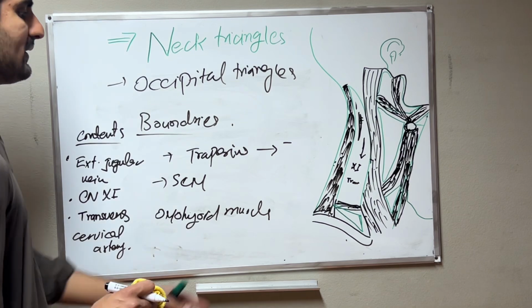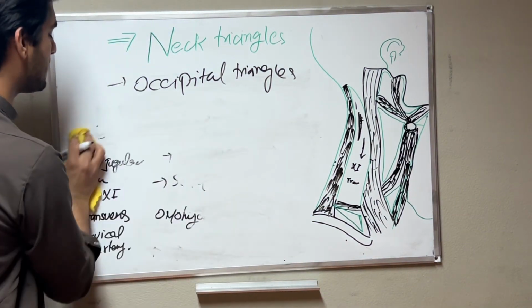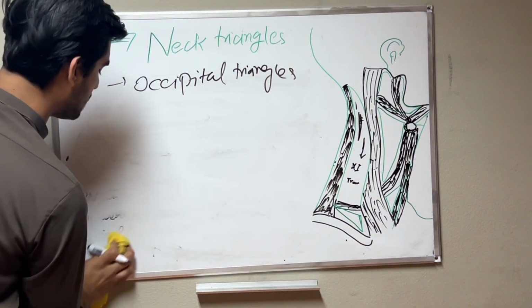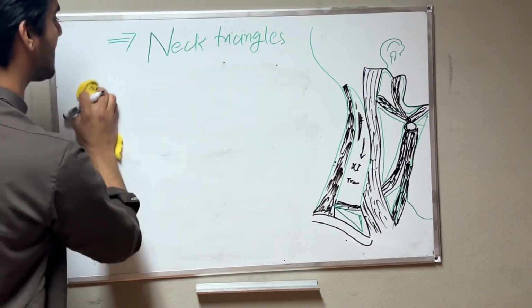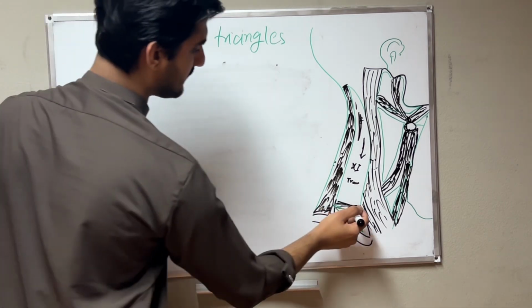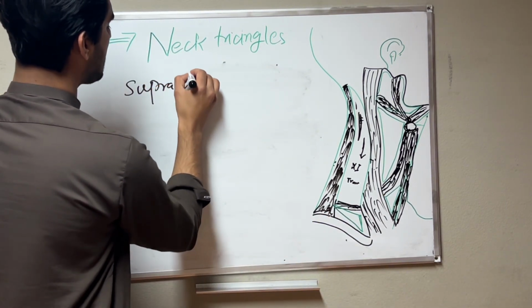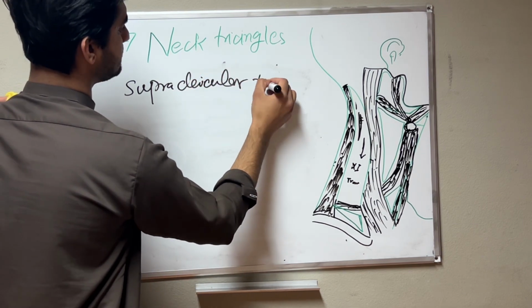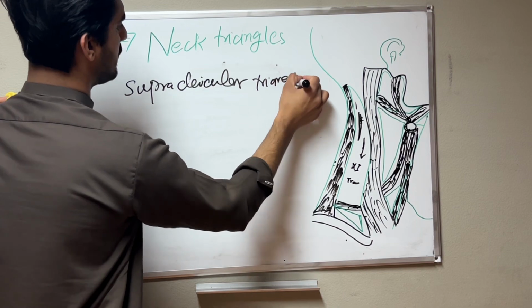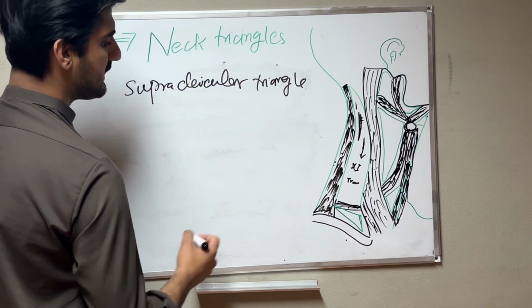Okay, now we will discuss the second triangle in the posterior triangle, the supraclavicular triangle, above the clavicle bone. Okay, this is called the supraclavicular triangle. If you talk about the supraclavicular triangle, we have boundaries.